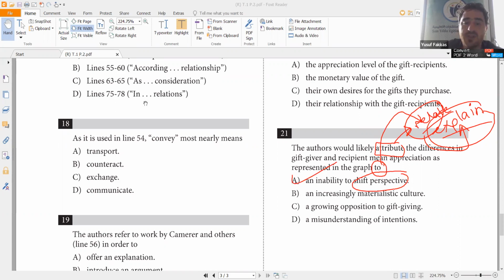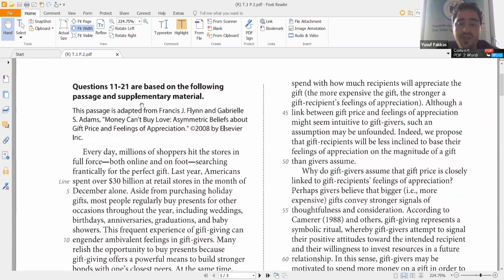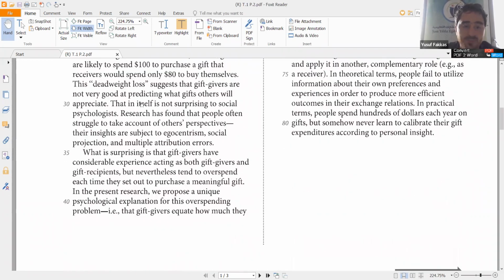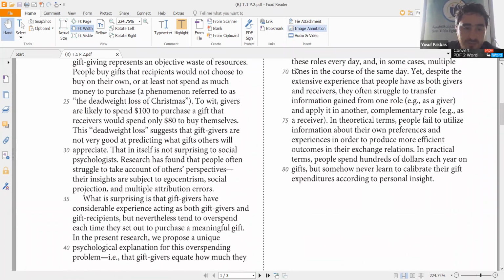It's because of the inability to shift perspective. Where is our evidence? It's mentioned twice. The first time it was mentioned is here. Research has found that people often struggle to take account of others' perspectives. And then it's mentioned again. Despite the extensive experience that people have as both givers and receivers, they often, again, the same word, struggle to transfer information gained from one role and apply it in another complementary role.